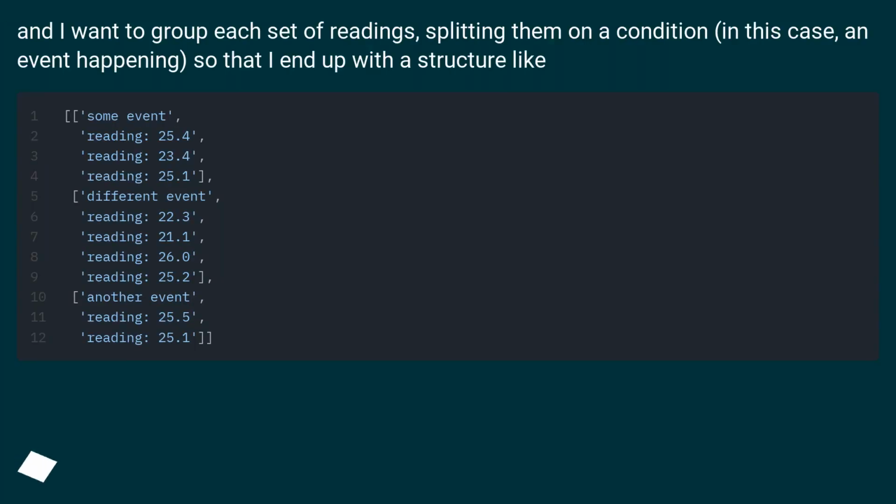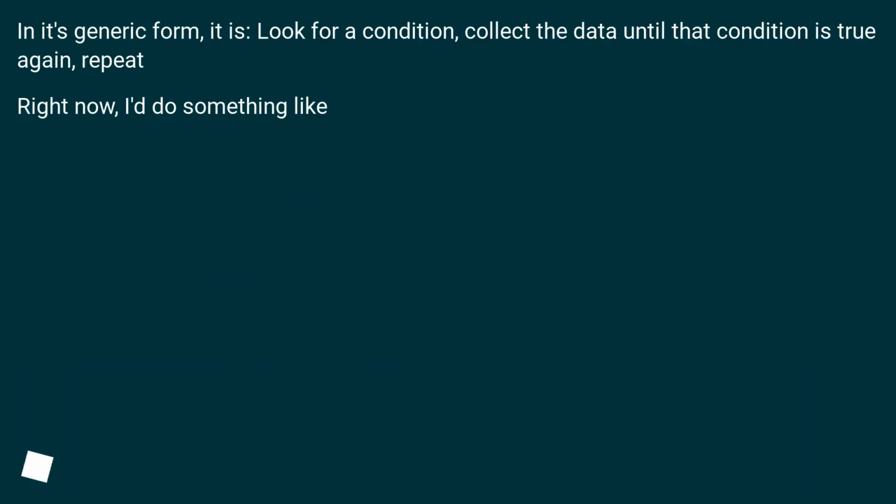And I want to group each set of readings, splitting them on a condition, in this case, an event happening, so that I end up with a structure like. In its generic form, it is: look for a condition, collect the data until that condition is true again, repeat. Right now, I do something like.